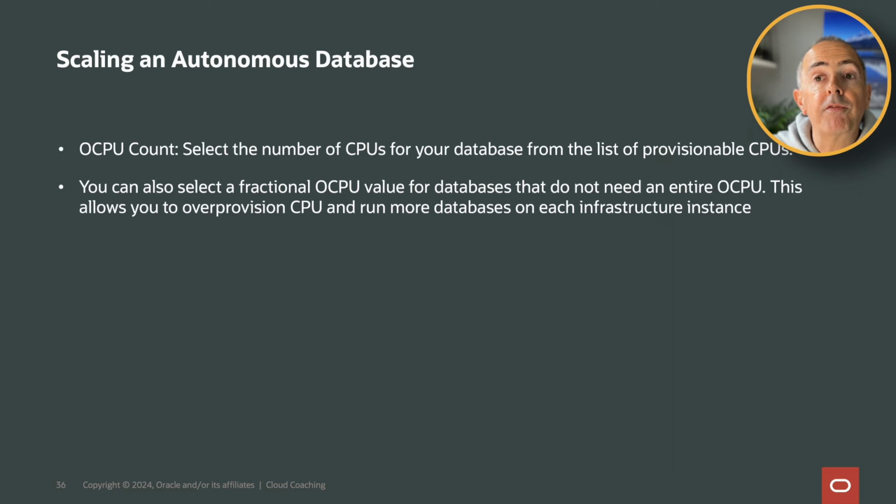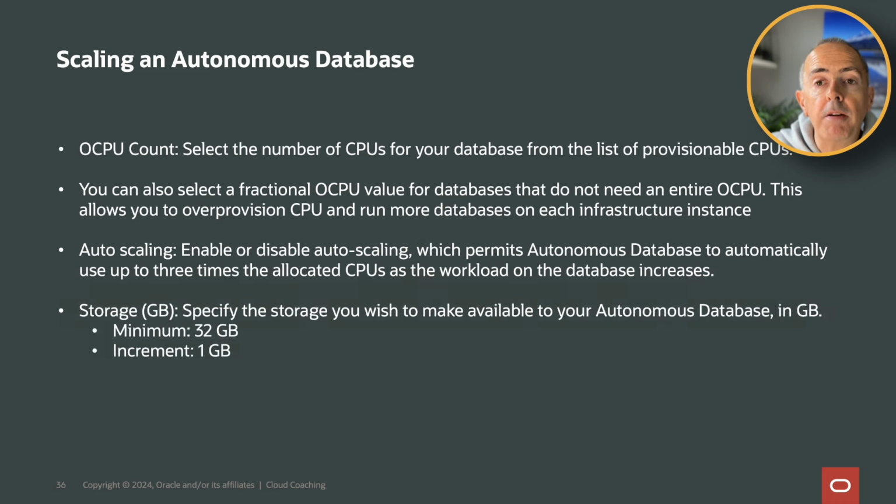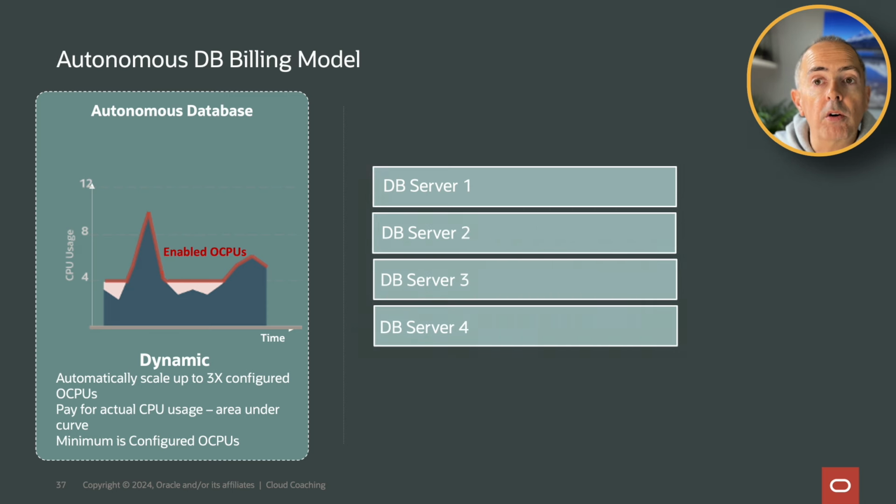Now, one of the key differences for autonomous is you can set up auto scaling for the autonomous database. And this permits the autonomous database to automatically use up to 3 times the amount of CPUs or storage if the workload on the database increases. And we'll see why that's very beneficial from a cost point of view in a couple of slides' time. Now, with autonomous, you set a CPU count for the database, and then with auto scaling switched on, it can automatically scale up to 3 times to meet any workload changes, and will also scale back down automatically. So here the CPU count is set to 4, and we can scale up to 12.